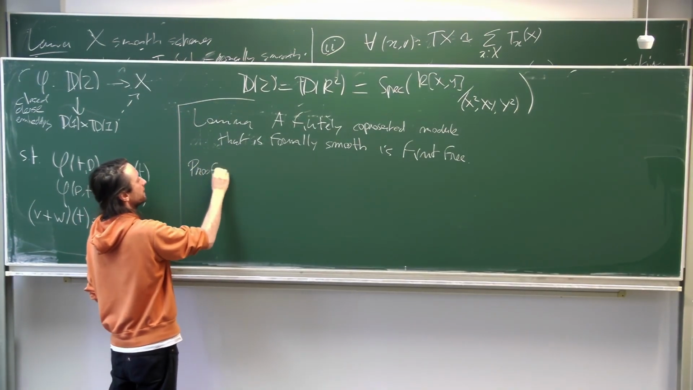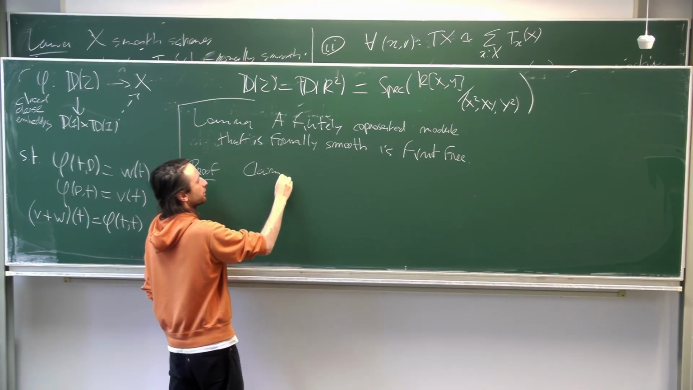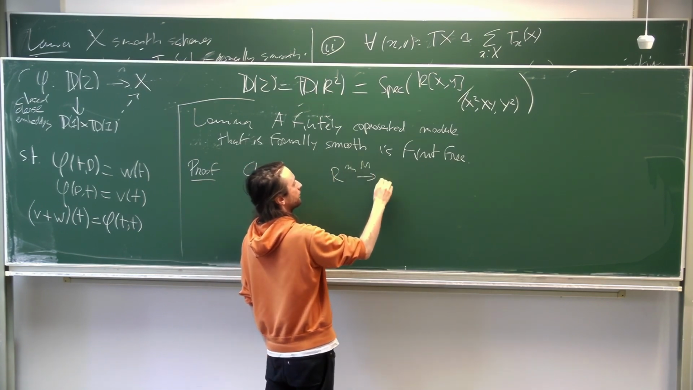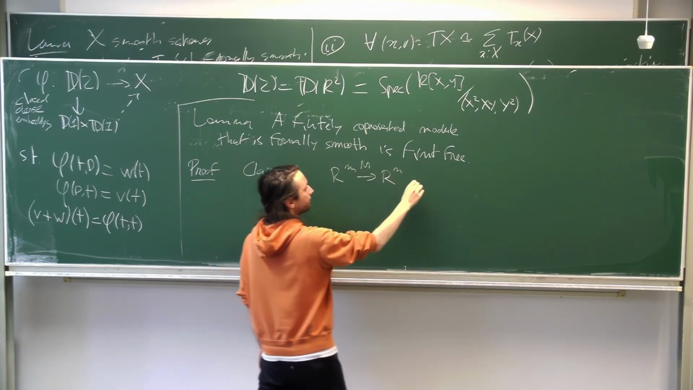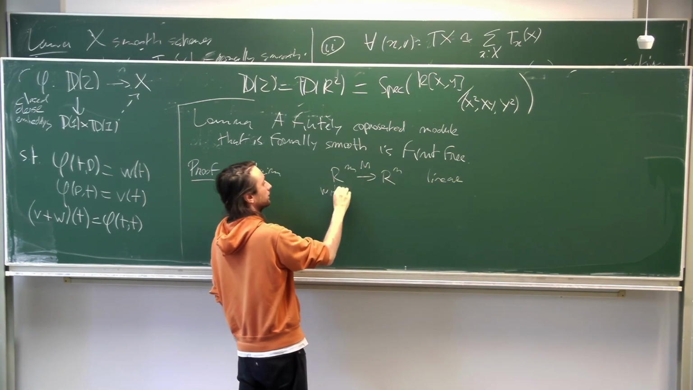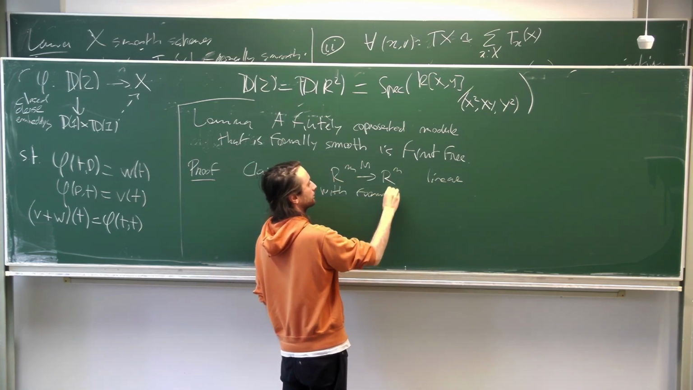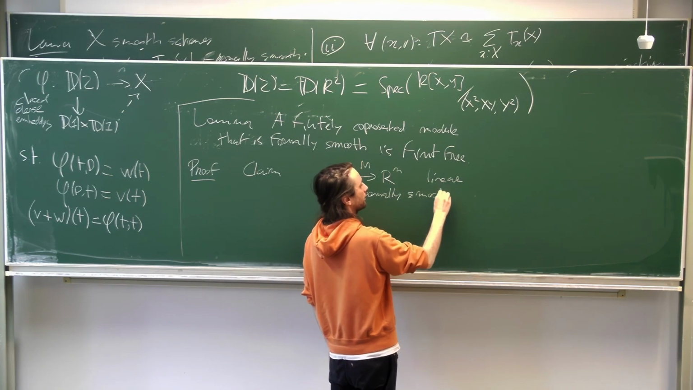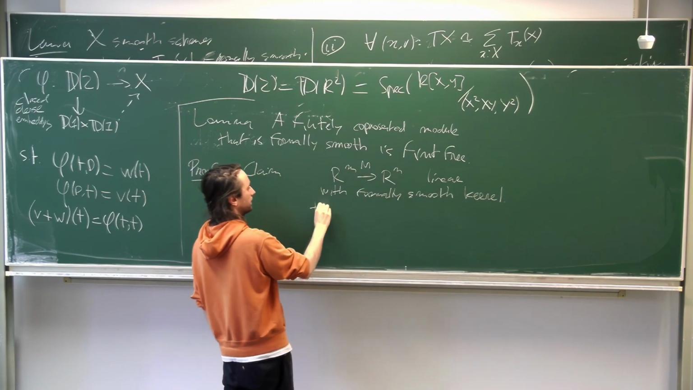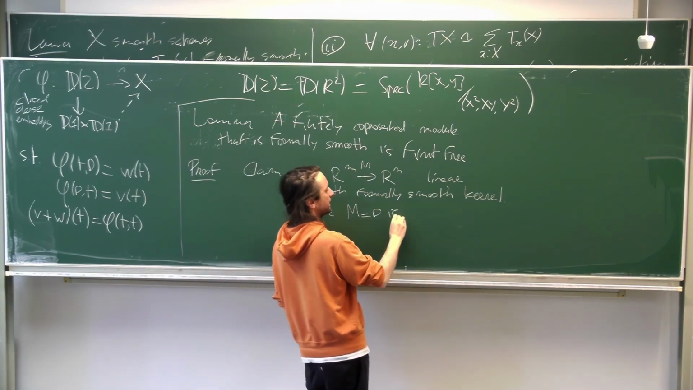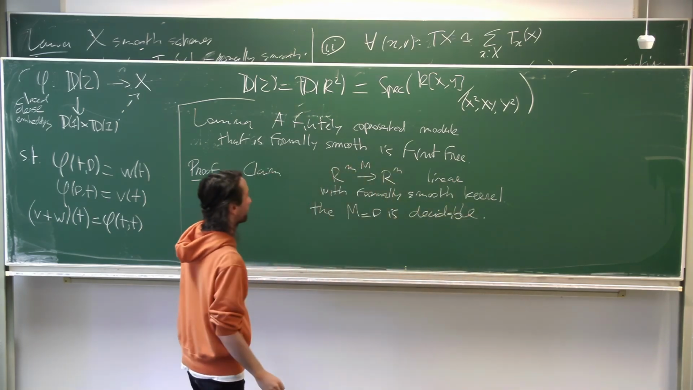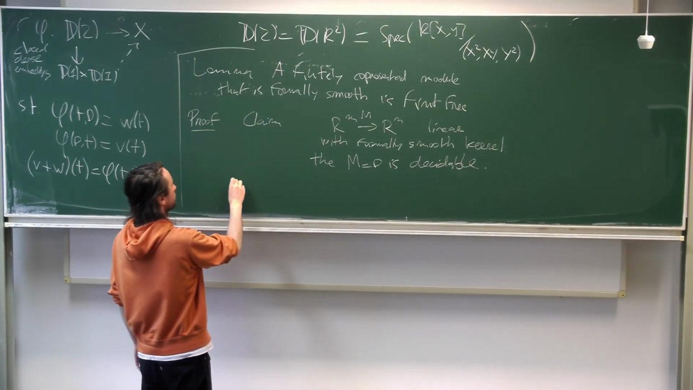Okay, let's prove this. And so the first claim we make is that if we have a linear map M from Rm to Rn with formally smooth kernel, then M equals 0 is decidable.